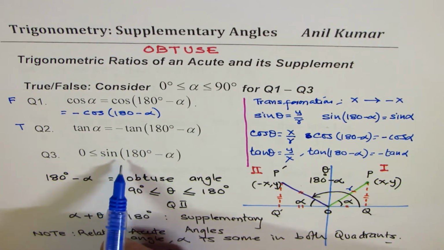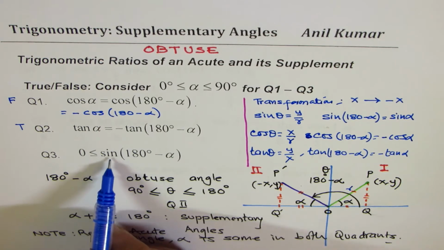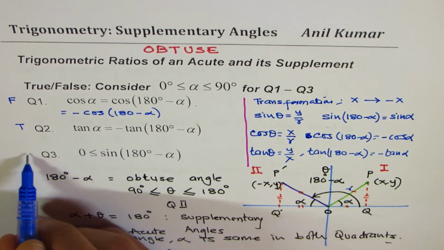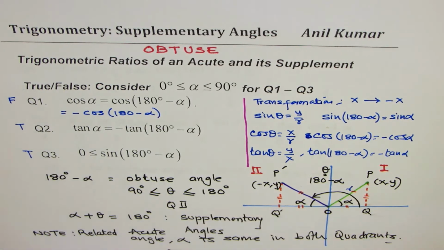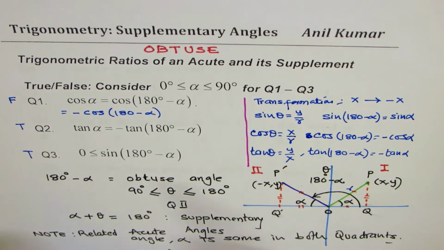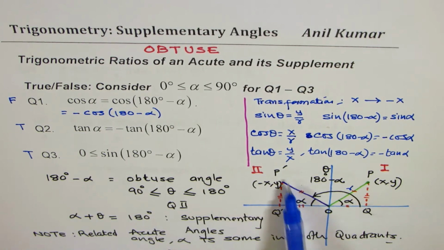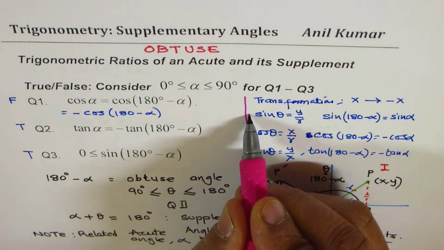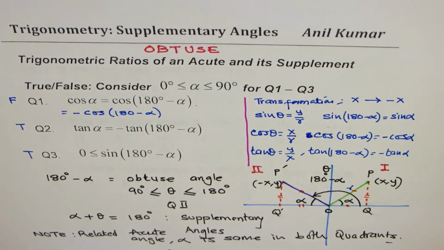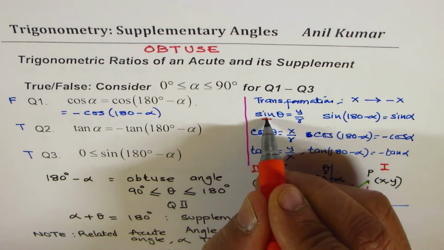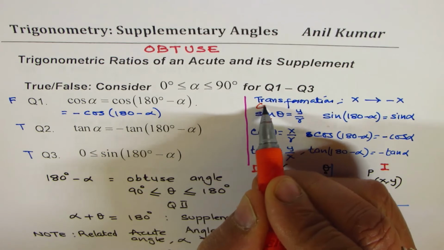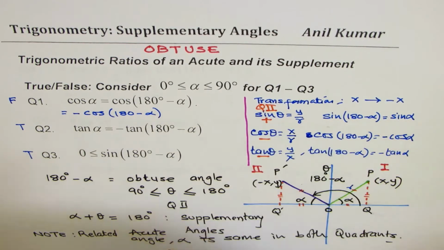And sine is positive, and therefore the sine value will always be greater than or equal to 0, right? So that is also true. So I hope this is absolutely true. So what we learned here is that in quadrant 2, we have sine as positive. I mean, we can write this. Sine value is always positive. Cos value and tan values are negative in quadrant 2, correct?